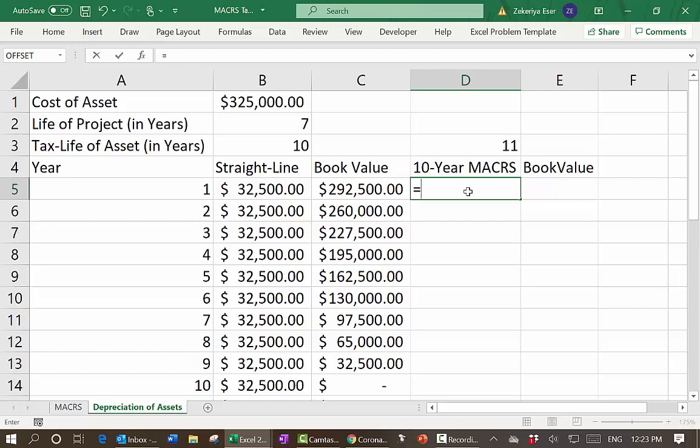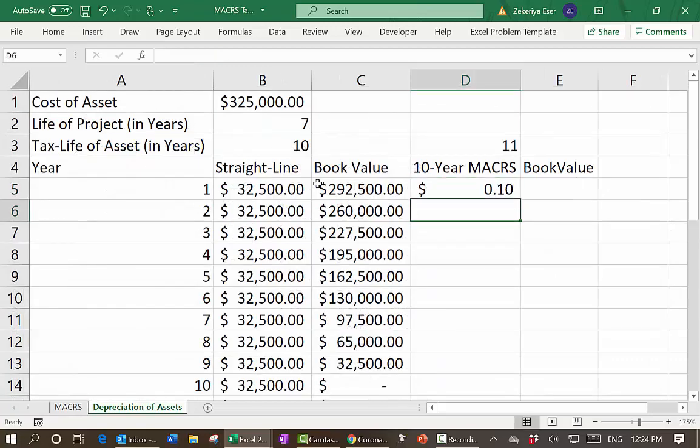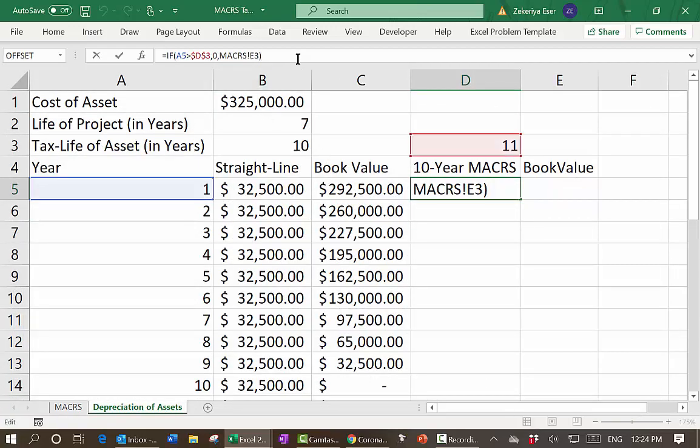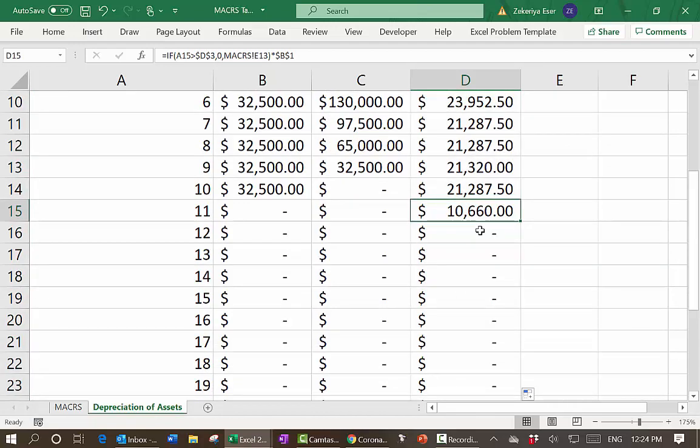So if this is greater than the tax life, you're going to have 0 depreciation. Otherwise, I'm going to read it off from here. Right now, I just have the percentage. I'm going to multiply with the cost of assets. As I said before, the first year is exactly the same. And at the end of year 11, you pretty much depreciated all of it.